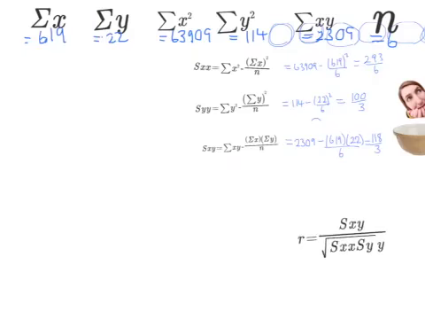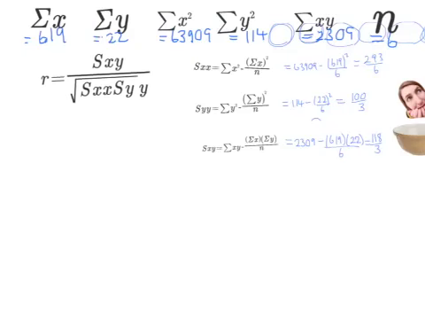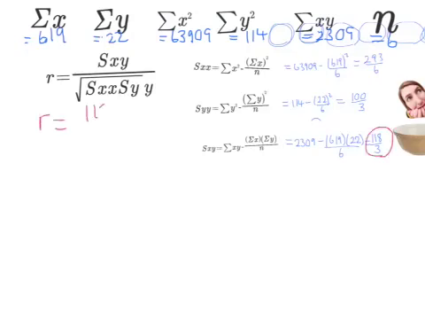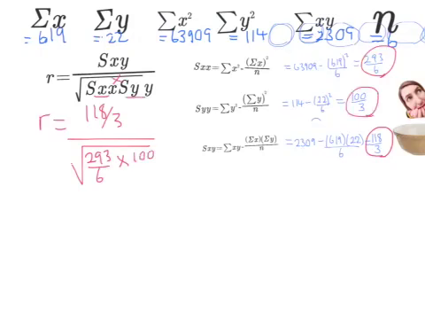Okay, I've moved them over so that I can get the big beast out. Here he is. That's my calculation for R. R is calculated by SXY, 118 over 3, divided by the square root of SXX, 293 over 6, times SYY, which is 100 over 3.